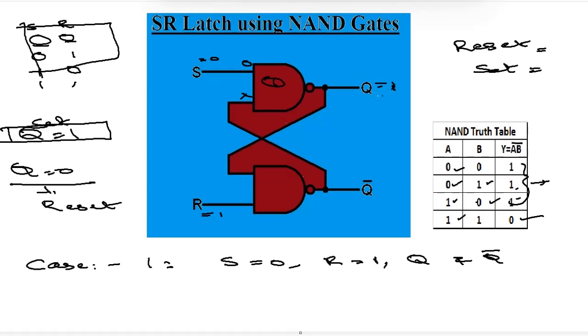Okay. Now this value can be applied to the R gate. So in the R NAND gate, my R value is 1 and Q value is 1. So now see the NAND gate truth table. Both are 1s. Now see here, R is 1, Q value is 1. So the output is 0. So in this case, Q bar is 0. So when S equal to 0, R equal to 1, Q equal to 1 and Q bar equal to 0. This is the first case.